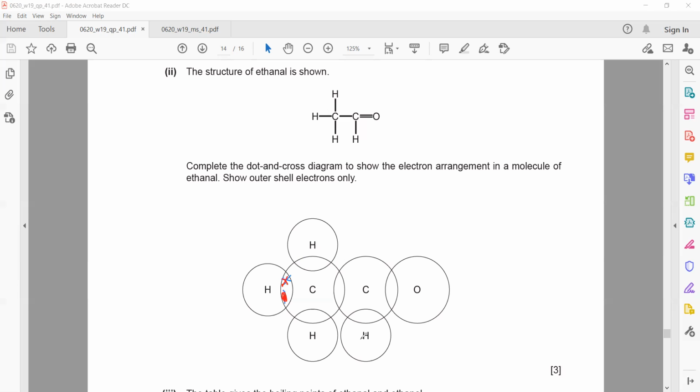So each line is representing a pair of electrons. Then if there's a double bond, there should be two pairs. And oxygen is having lone pairs as well. For carbon and hydrogen, there is no lone pair.